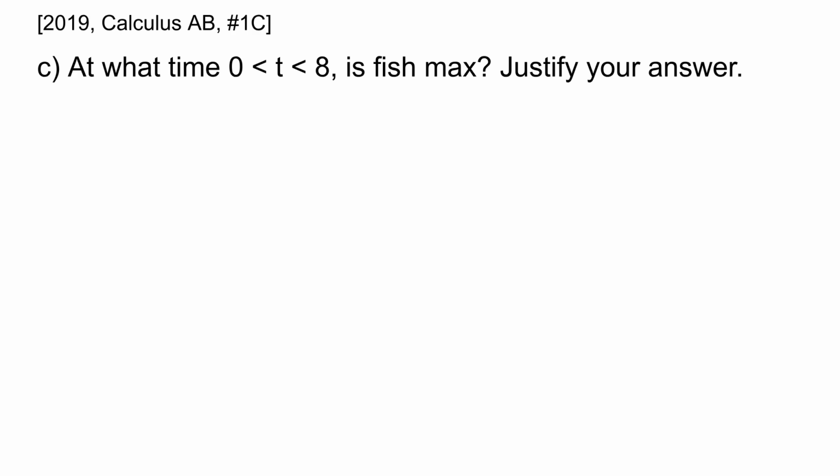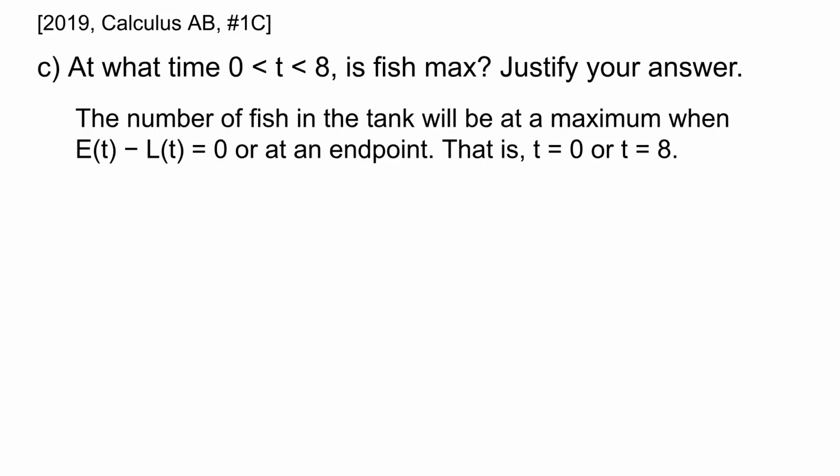In part C of this question, we are asked at what time t between 0 and 8 is the number of fish at a maximum, and to provide a justification for our answer. The number of fish in the lake will be at a maximum when the difference between E of t and L of t is equal to 0, or at an endpoint. That is either t equals 0 or t equals 8. We'll just have to figure out which one of those it is.